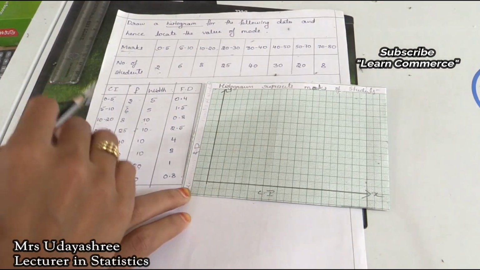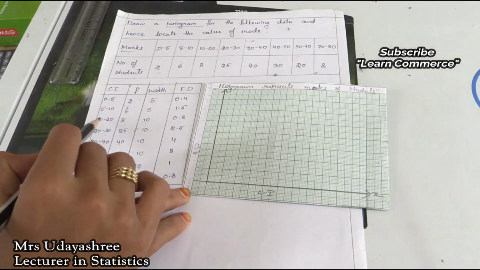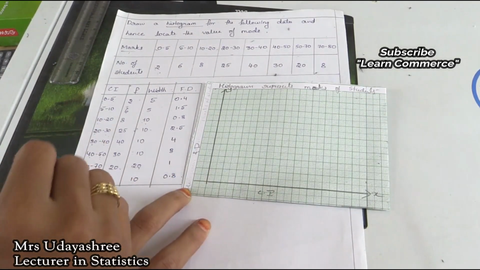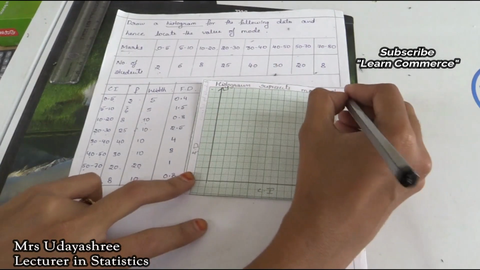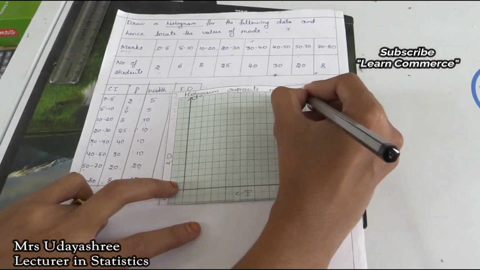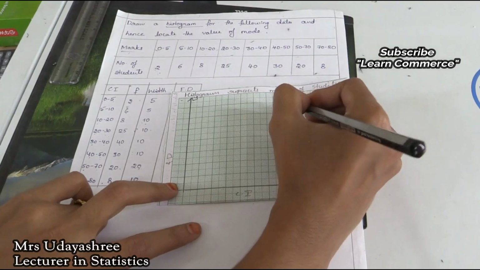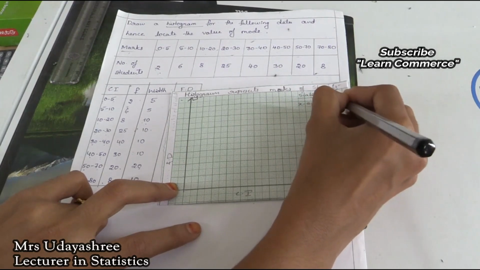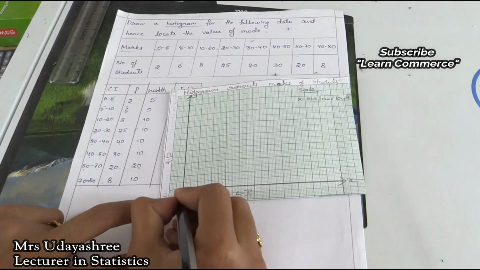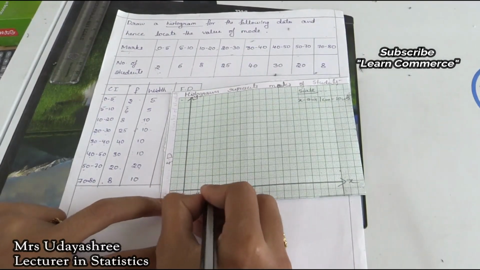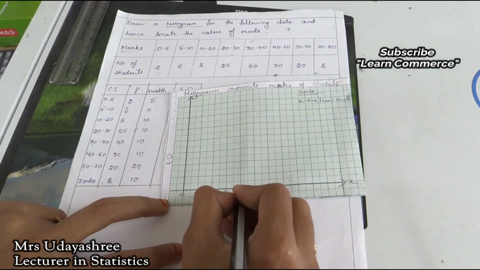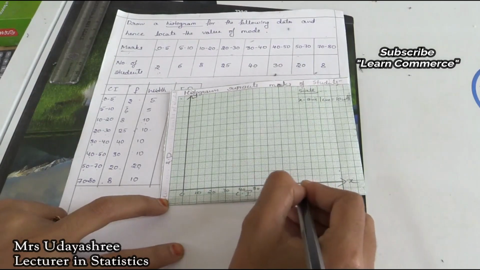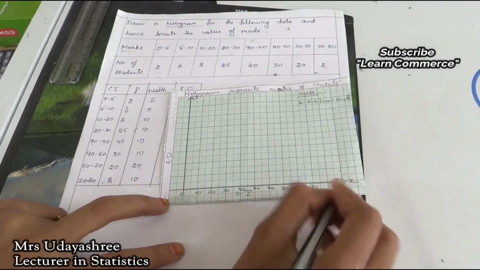So here the class intervals are 0 to 5, 5 to 10, then 10 to 20, 20 to 30, 30 to 40, 40 to 50, 50 to 70 and 70 to 80. Therefore, the suitable scale for the x-axis is 1 centimeter equals 10 units. And see, the origin is 0 and here it is 10, 20, 30, 40, 50, 60, 70, 80, 90.